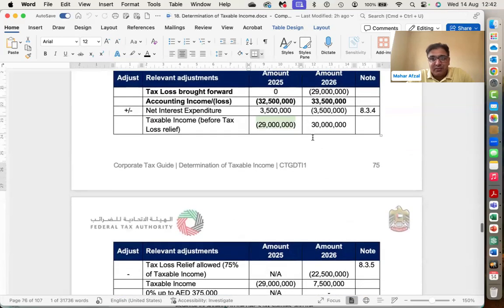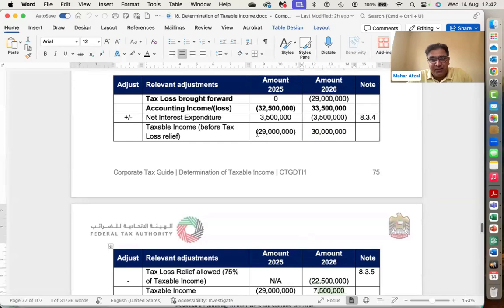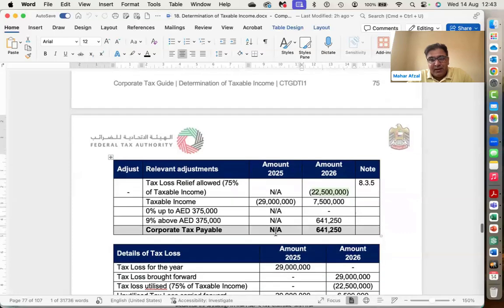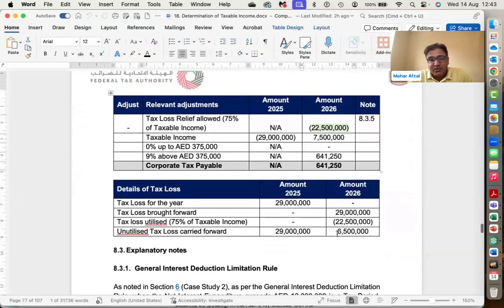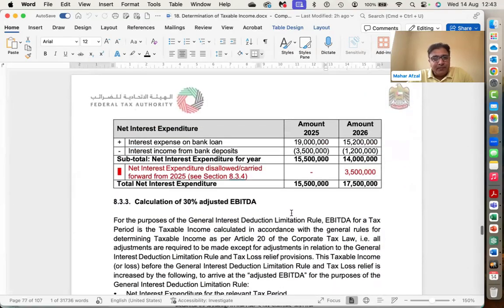And next year, this income is 30 million. 30 million into 75%, 22.5 million. The remaining 7.5 million will be subject to tax in the same year, and the loss will carry forward. Out of this 29 million, this 22.5 million has been adjusted. The differential should be 29 less 22.5. This is the carry forward loss, 6.5 million. You can go through this description.